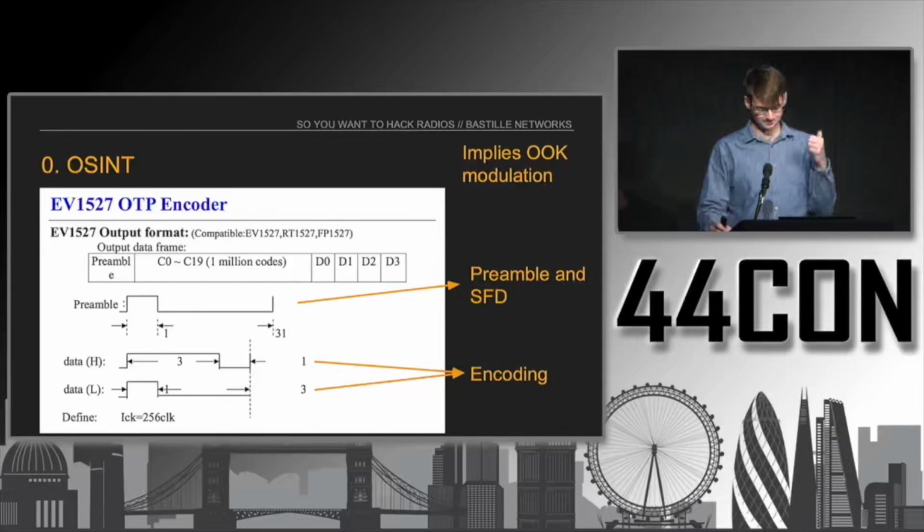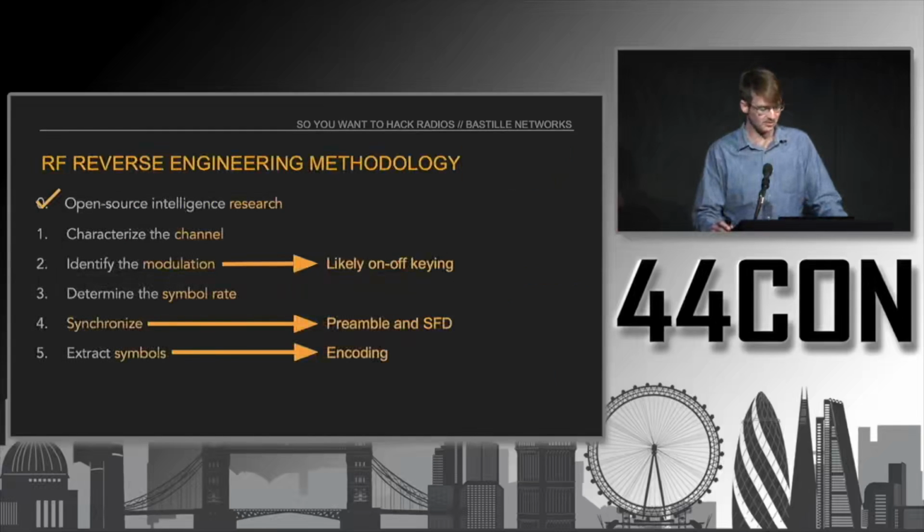First of all, it tells us that it uses a combined preamble and start frame delimiter, so they're kind of one and the same. That is basically one valued symbol and then 31 zero valued symbols. And then it also describes an encoding process. And what this suggests is that this is an on-off keyed modulation, or most likely is. So we've done a little bit of open source intelligence research, and we've identified a likely candidate for the modulation. We've gotten some huge clues for how we're going to approach synchronizing against these transmissions, and we've also figured out the encoding scheme. So a little bit of research has gotten us quite a bit.